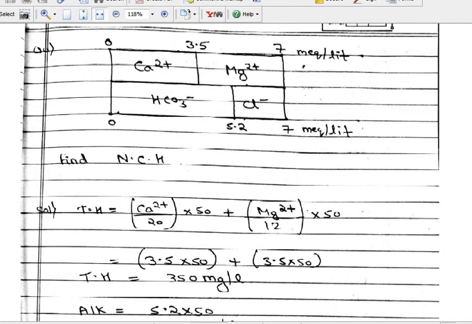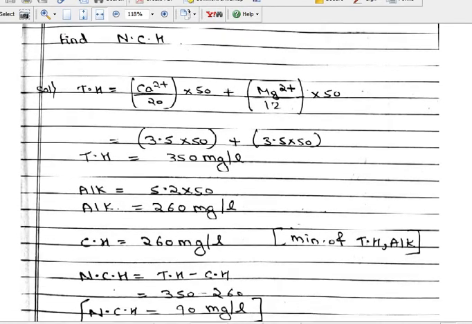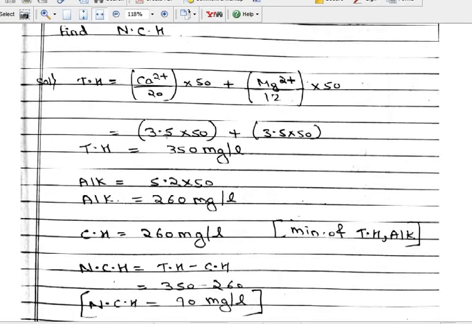So you have to find out the non-carbonate hardness. This box plot is sometimes given just to confuse, otherwise it is the same thing. Total hardness: because it is given in milliequivalent, 3.5 we directly take, Ca2+ by 20, this is the milliequivalent value. So 3.5 into 50 plus 3.5 into 50. So total hardness becomes 350 mg per liter as CaCO3.